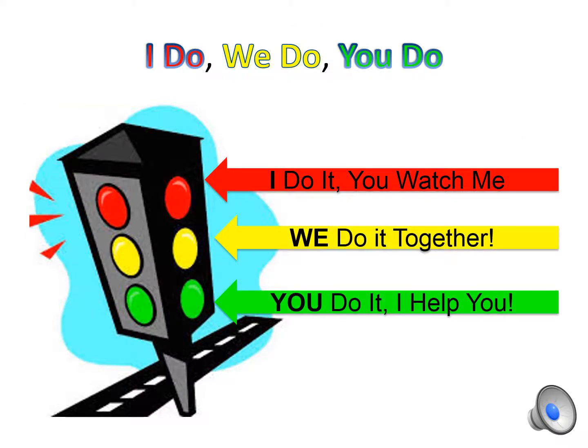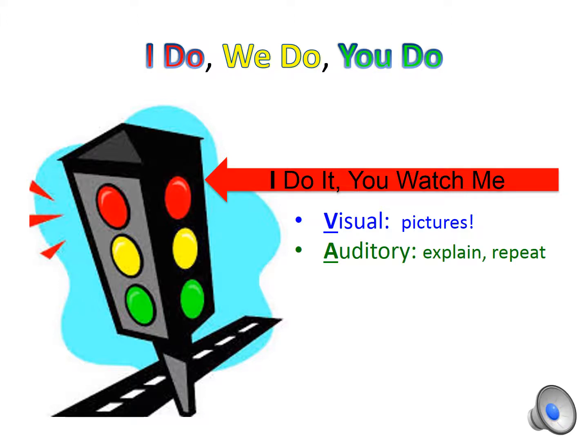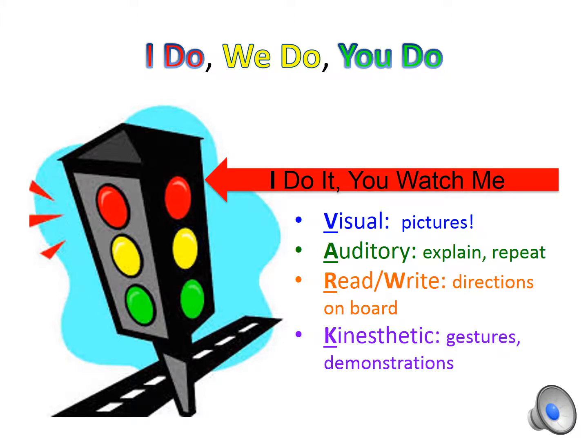Let's review. We learned about the gradual release of responsibility. I do it, you watch me. We do it together. You do it and I help you. In the I do phase, you can use VARK. For the visual learners, show pictures. For the auditory learners, explain it and repeat in English. For the read and write learners, give directions on the board, even if it's just 1 or 2 words. For the kinesthetic learners, have them do gestures to show they understand or demonstrate.